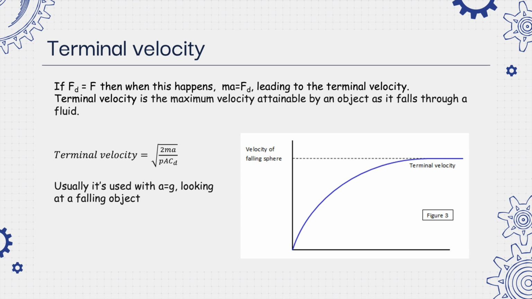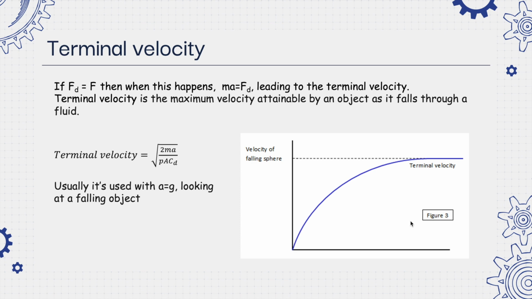So we can just put F, so ma, equal to the other formula that we did before, and it results in the square root of 2ma divided by ρACd. The first a, the acceleration, usually is g, because usually you look at a falling object. But I still put a because, for cars, the F could be the force that the engine is providing, and the drag can also be horizontal, so a is just the acceleration of the car, not g.